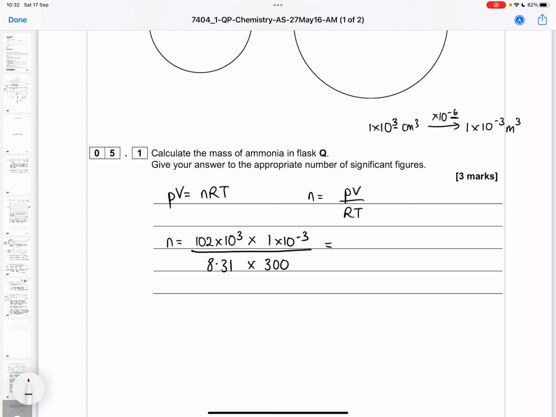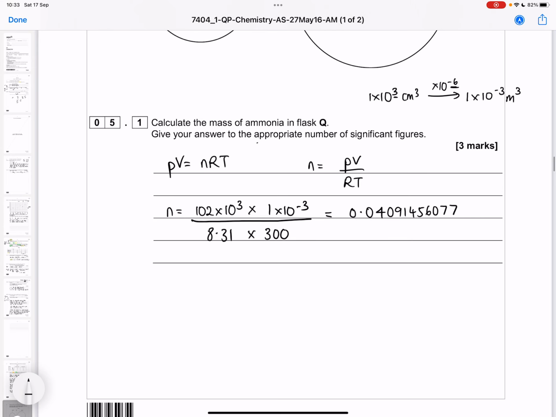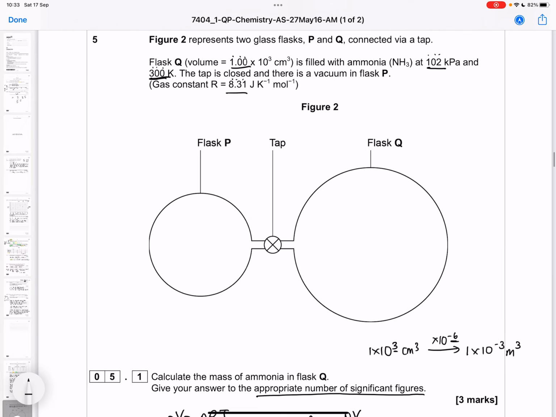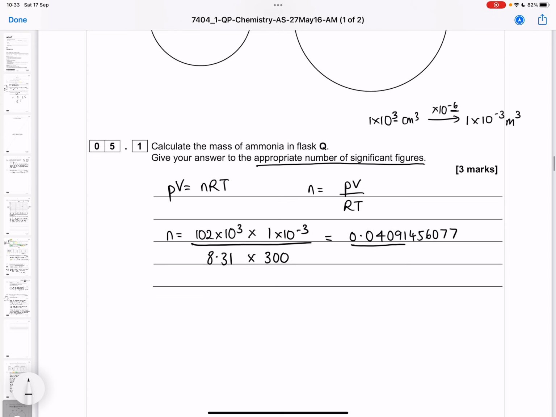So we type that into our calculator, and what we get off our calculator screen is 0.0409 and so on, 91456077. We don't need all that. We're going to give our answer to the appropriate number of significant figures, and if we look back at the data, we can see that we've got 3, 3, 3, and this number could be 1, 2 or 3, but given that everything else is 3, we're going to assume it's 3. So we could have just used 0.0409.